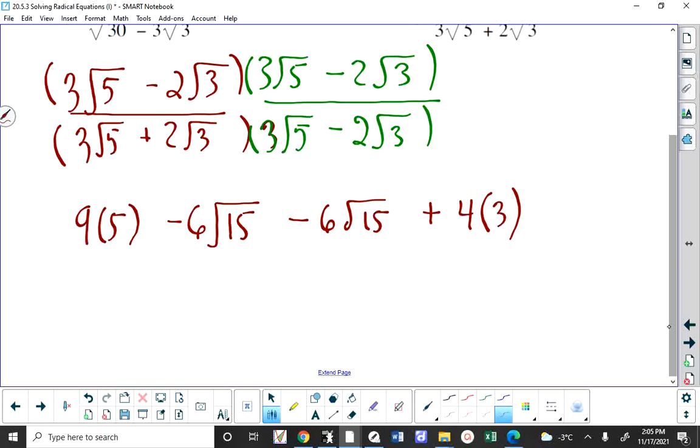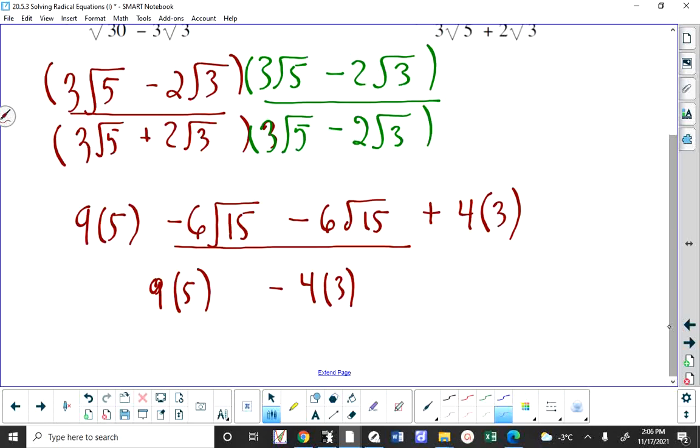I want to point out something here. It's not really always relevant, but you know how on the bottom we're just going to go, instead of FOIL, we're going to FLA it? We're going to go the first and the last, because the outer and inner are equal but opposite. When your two binomials are the same, like they are on the top, your outer and inner are equal. My outer on the top is negative 6 root 15. My inner on the top is negative 6 root 15. But when we multiply the conjugates, we can just take the 3 times 3, which is 9, times root 5, which is 5, and we subtract 2 root 3 times 2 root 3, which is 4 times 3.